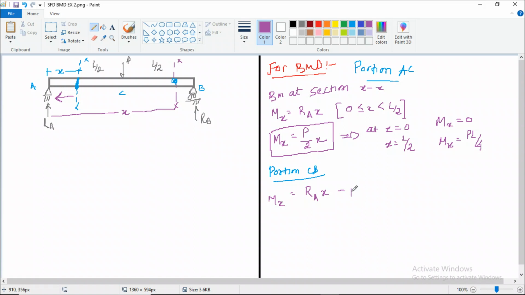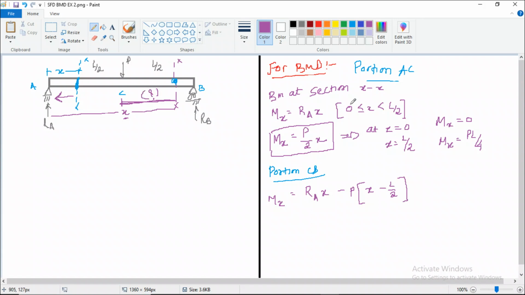minus P into distance up to point P. So from this point up to this point we need to find this distance. So P into total distance we already know, that is x, minus L by 2, right? So section distance we know x, so from this x we deduct L by 2, so we'll get the remaining distance which is to be found out, which is marked as a question mark.